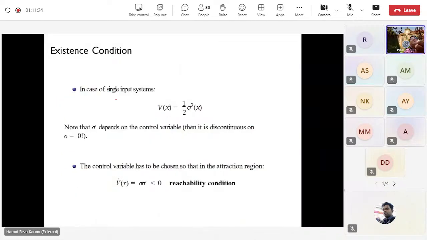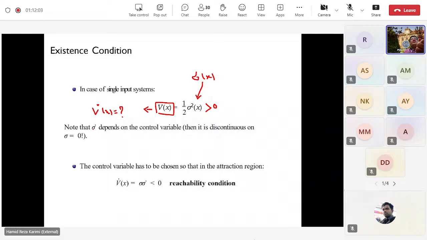So one of the simple V(x), why not choose it based on sigma(x)? Because you remember that sigma(x) is one variable, right, as a sliding manifold. So why not choose V(x) based on sigma(x) in the quadratic form, one half of sigma(x) squared? This function is basically positive. And also, you can check what is V dot(x). So this should be calculated.